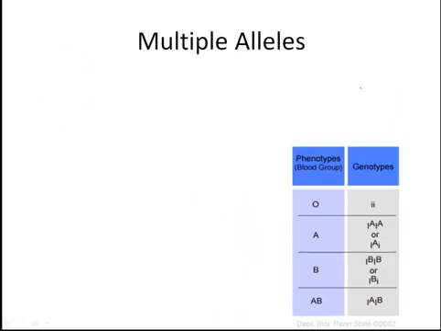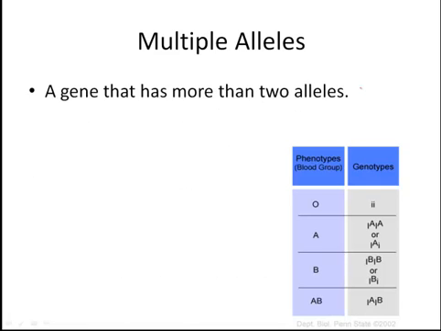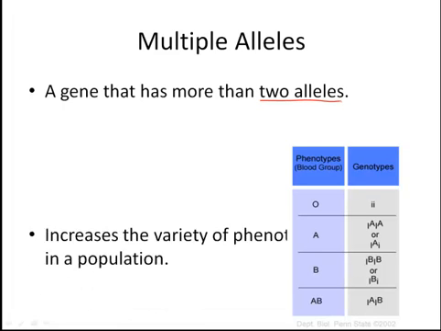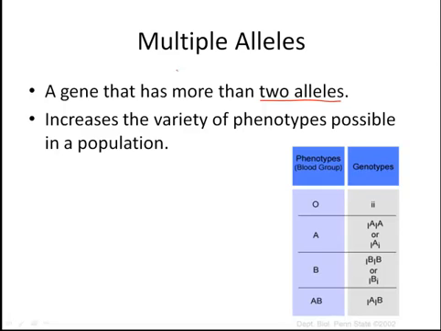Okay, multiple alleles is another variation in genetics, and this is where you can have a gene that has more than 2 alleles. Normally we've been talking about genes where there's a dominant and a recessive. In this case, you can have multiple things. So this increases the variety of phenotypes for a population.